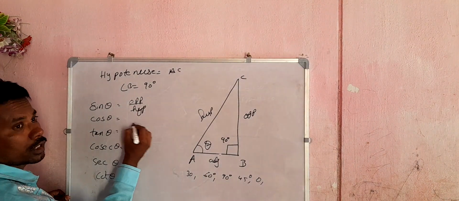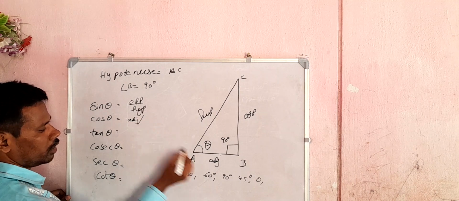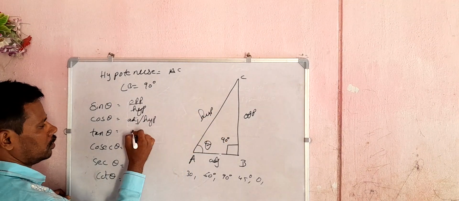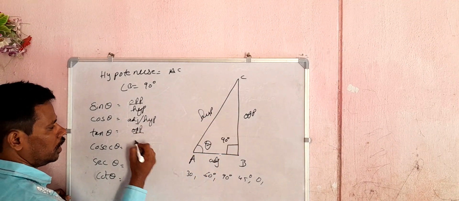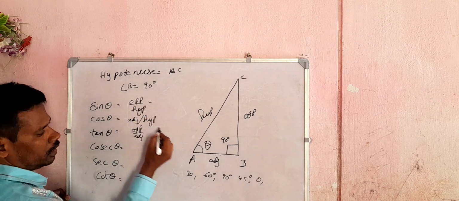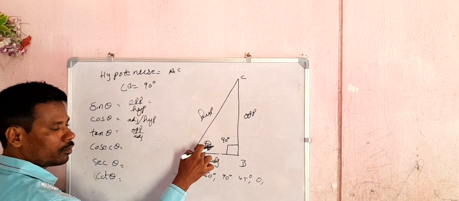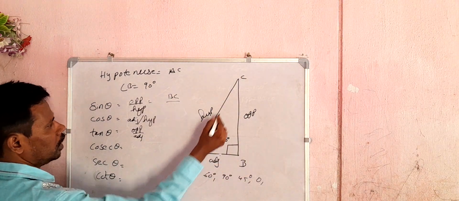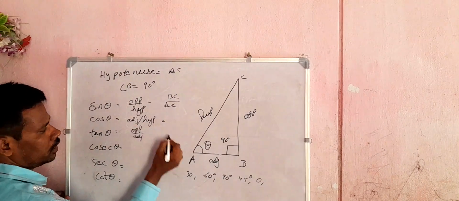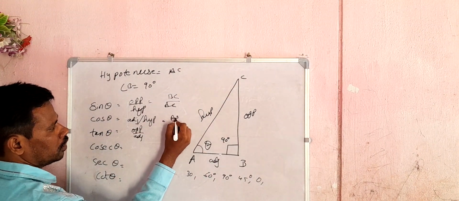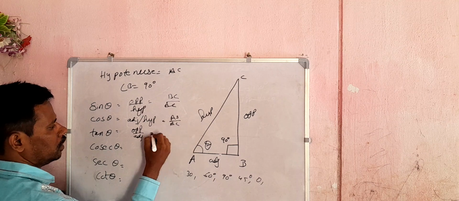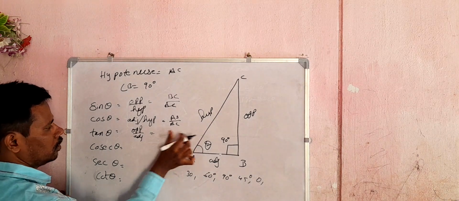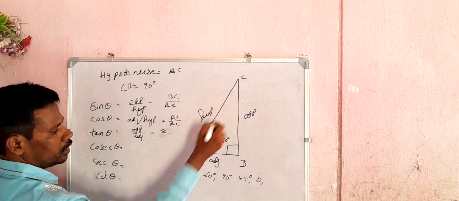Cos theta is nothing but adjacent by hypotenuse. Tan theta is nothing but opposite by adjacent. I am referring to this as the angle theta. Sin theta: the opposite side is BC by the hypotenuse AC. Next, cos theta is AB by AC. Tan theta is opposite by adjacent, that is BC by AB.